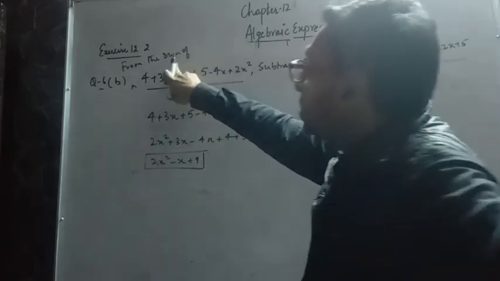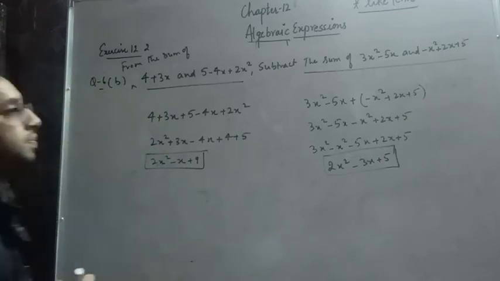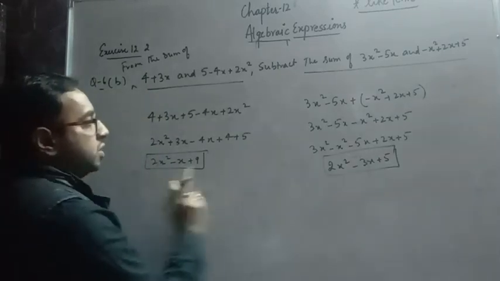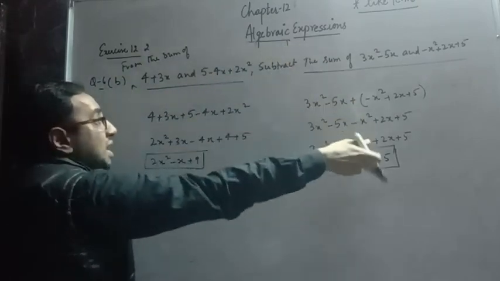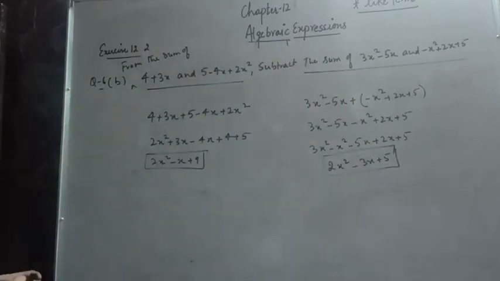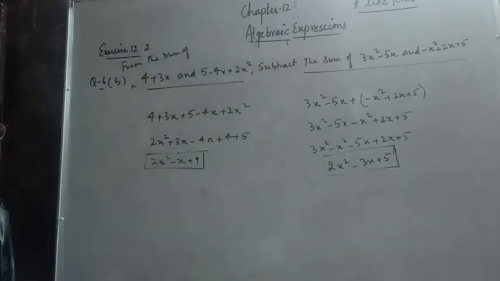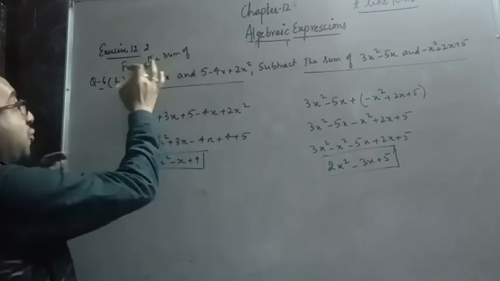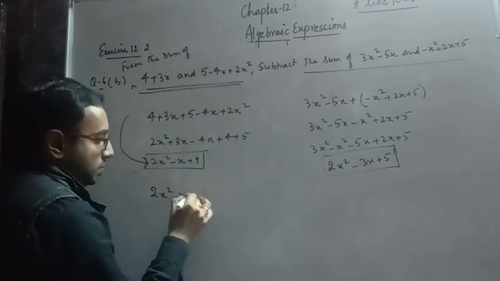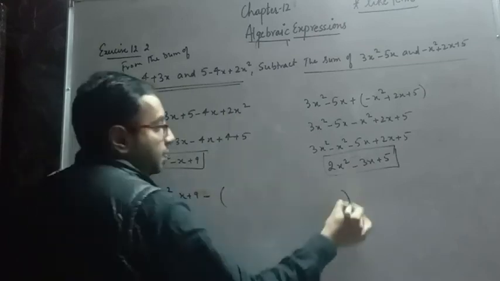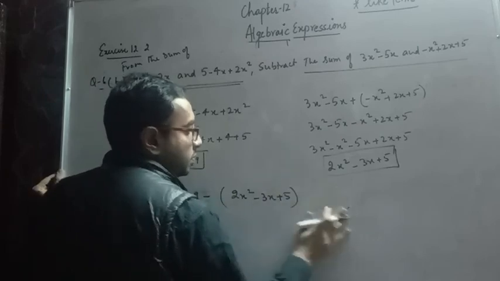Now from the sum of this, we have to subtract this. So tell me what will come first. This will come first or this will come first? From the sum of this, subtract this. Which is the term after 'from'? Subtract this from, so from this, it means this will come first. Subtract this. Open the bracket.